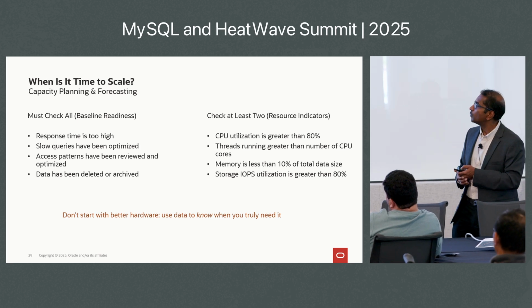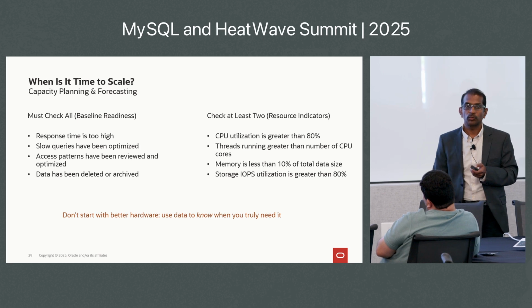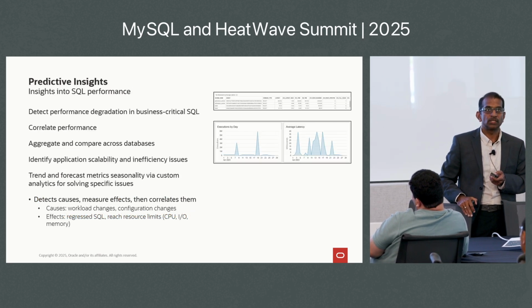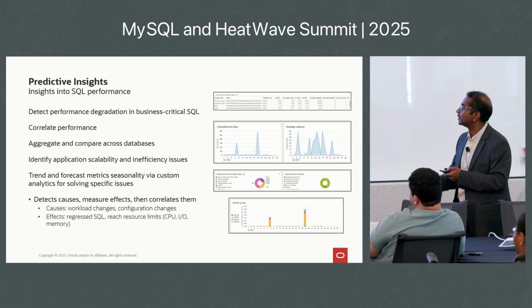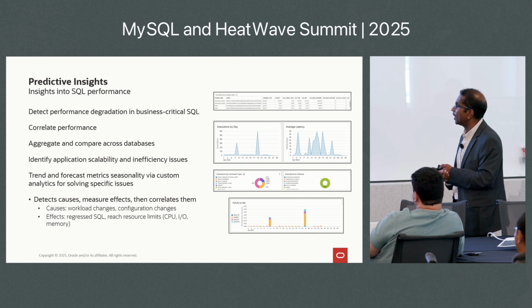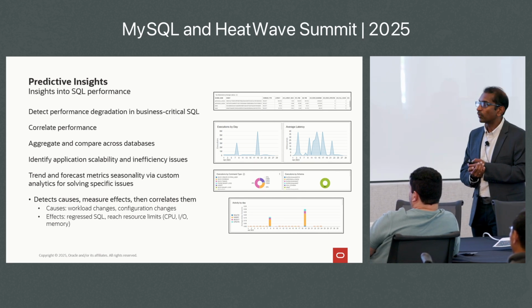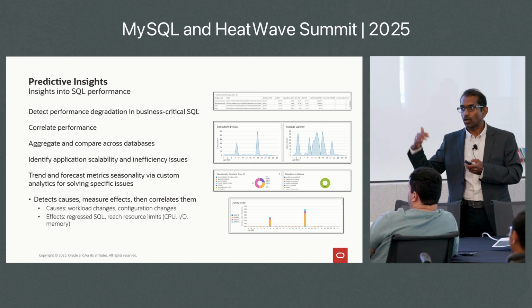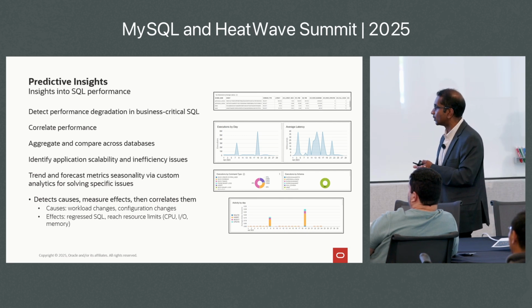But right before capacity planning, we also need to look at this baseline readiness, and that should be on an ongoing basis. Now that's where we have this predictive insight from a SQL perspective, which is called SQL Insights, where you can correlate the SQL degradation over a period of time. You can compare them across databases. You can trend and forecast the metrics seasonality via custom analytics. We'll talk about the custom analytics or the custom dashboard, how you could create that.